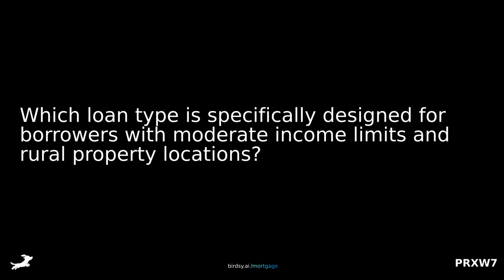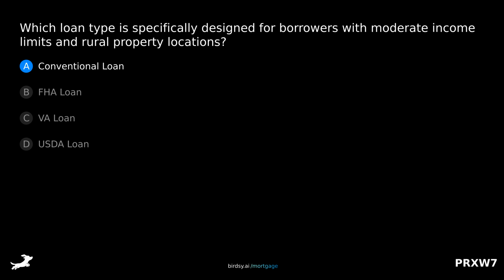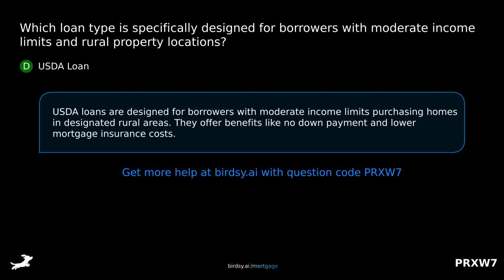Which loan type is specifically designed for borrowers with moderate income limits and rural property locations? Is it A, conventional loan, B, FHA loan, C, VA loan, or D, USDA loan? The answer is D, USDA loan. USDA loans are designed for borrowers with moderate income limits purchasing homes in designated rural areas. They offer benefits like no down payment and lower mortgage insurance costs.